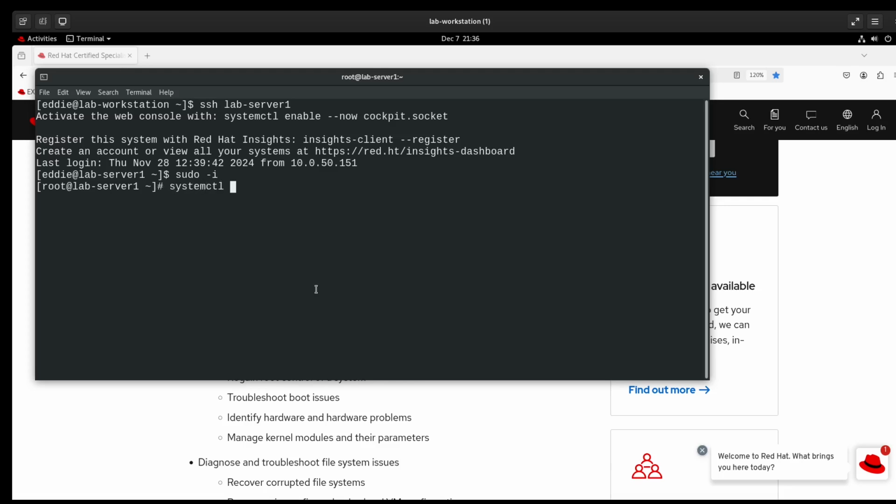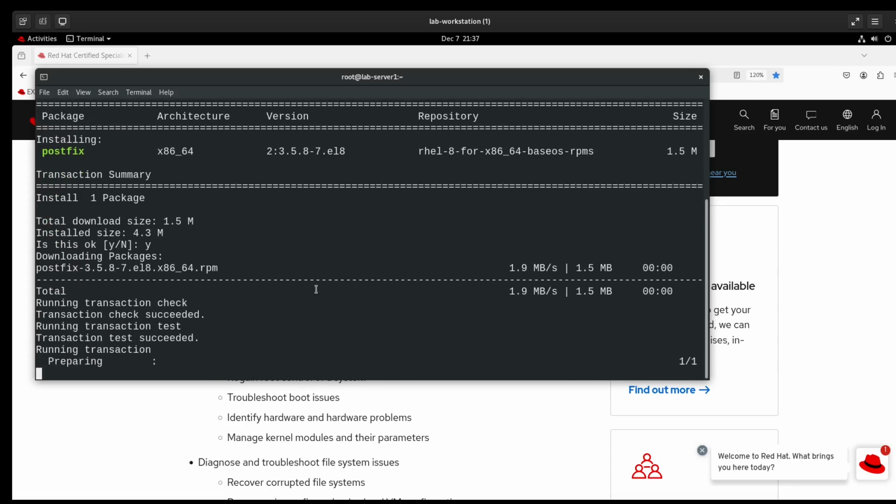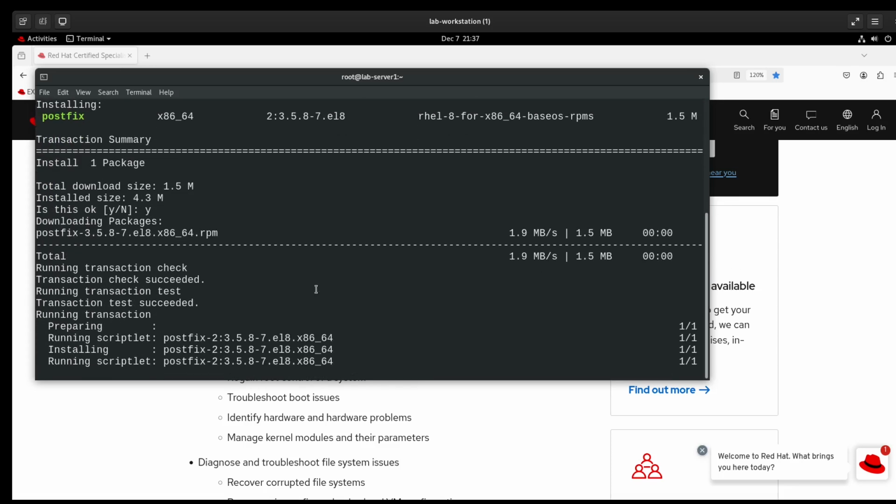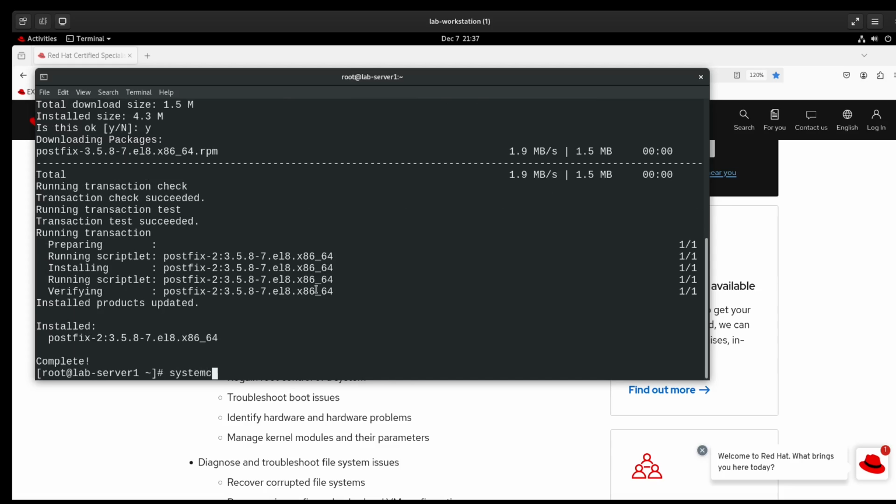Let's see if postfix is installed. Okay, it is not installed. So let's install postfix. This example might not work the way that I'm hoping and thinking, but we'll see. And let's install Apache as well. Apache tends to be the experimental service that everyone learns stuff on.